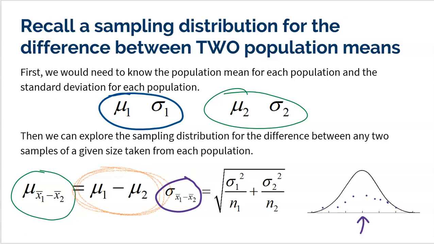So the problem now arises is this. We have to work backwards because we don't know the true mean of population 1. We don't know the true mean of population 2, nor do we know the standard deviations of the two populations, which means that we cannot find the difference because we don't know the true difference. We don't know the true means. We cannot calculate the standard deviation because we don't know the standard deviations of each population.